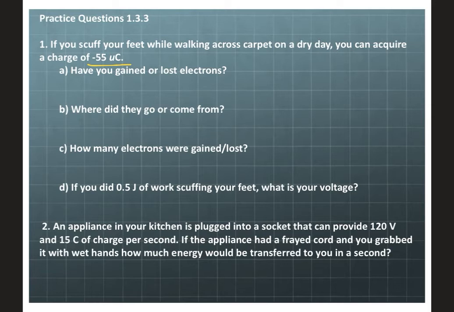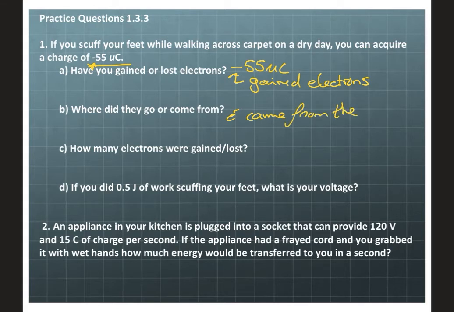If I take a look at the questions a little bit at a time, first thing, have I gained or lost electrons? I know the answer to this because of this part of the question. Right here, I have a negative symbol. That negative means that I have gained electrons. The only way that I can get a negative charge is if I gain those little negative guys. Where did it come from? Well, the electrons came from the carpet. So I can now say that the carpet is probably positively charged because I have stolen those electrons.